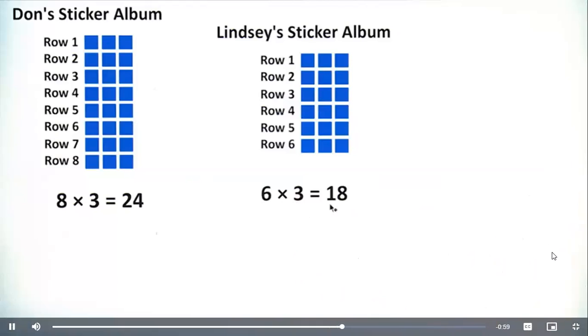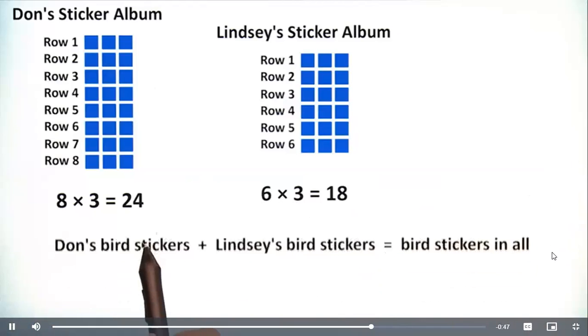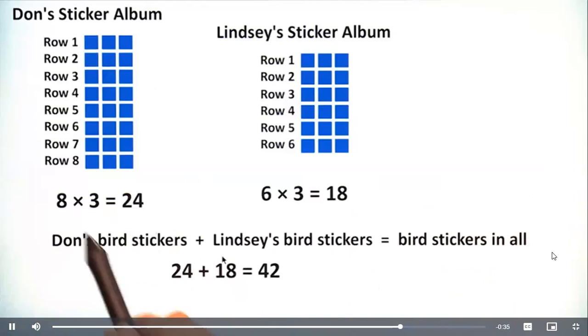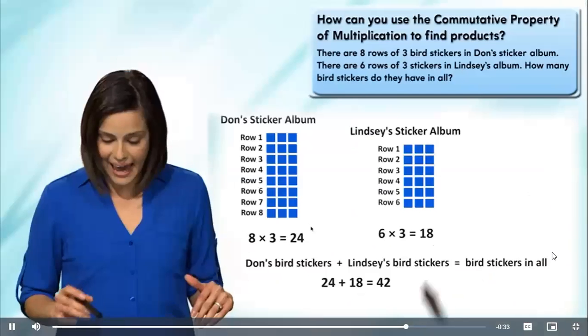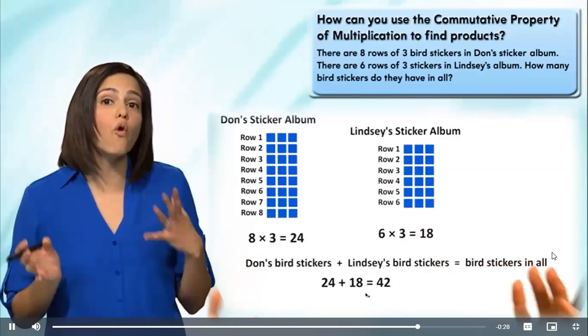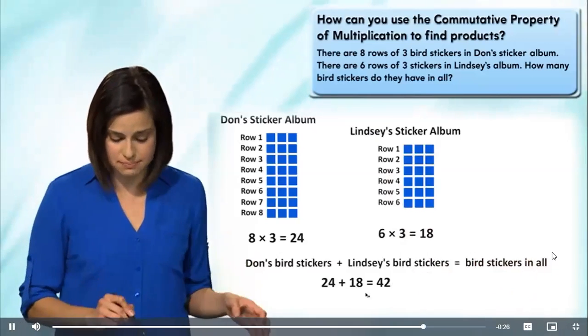Now remember, the question was asking us to find the number of stickers they have in all. Well, what does in all mean? That's just the sum. So if we take Dawn's bird stickers plus Lindsay's bird stickers, that gives us the bird stickers in all, and we already have that information. Dawn has 24 bird stickers that we just found with our array, and Lindsay has 18 bird stickers. That equals 42 bird stickers.